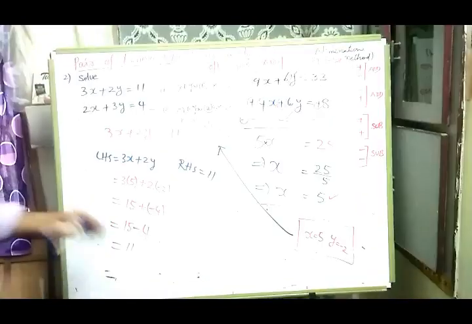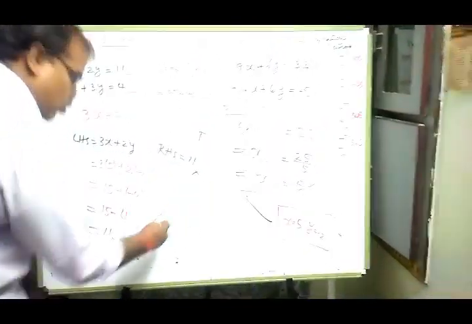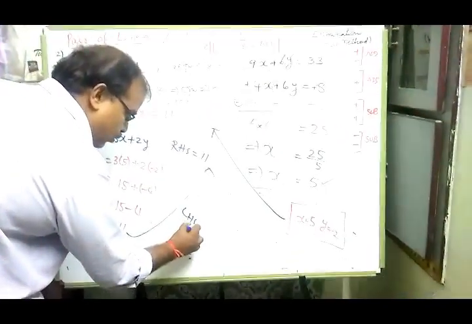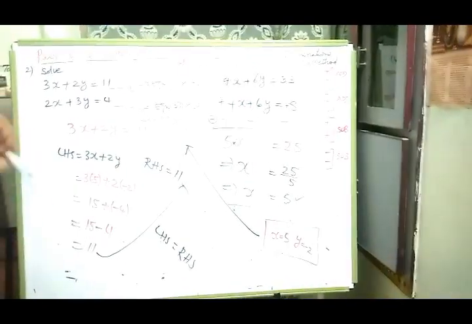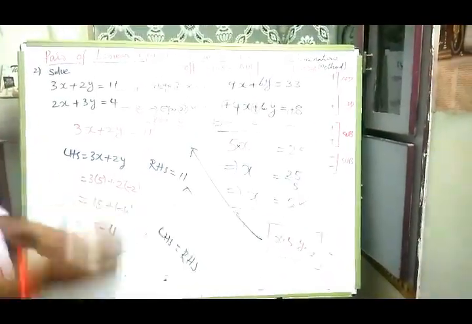Here LHS I got 11, RHS also 11. So LHS is equal to RHS. Hence verified, my solution is correct. Otherwise, if you are interested, you can take equation 2 also. You will get the same answer.